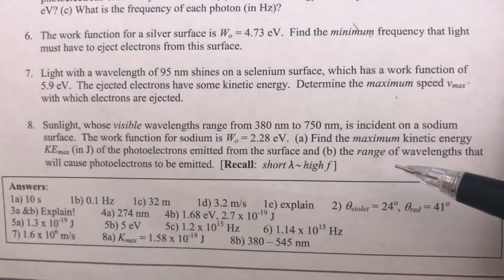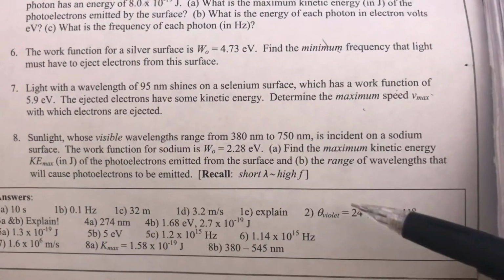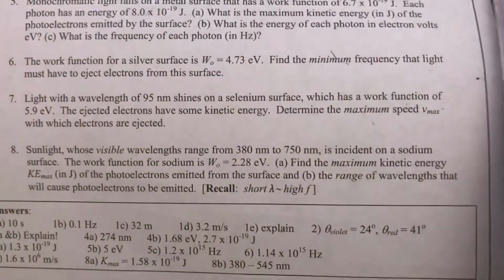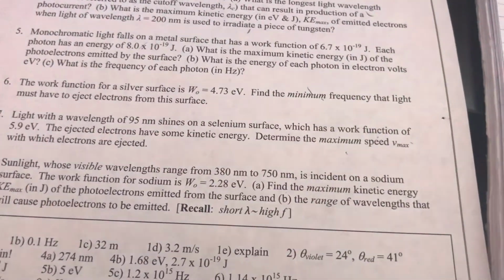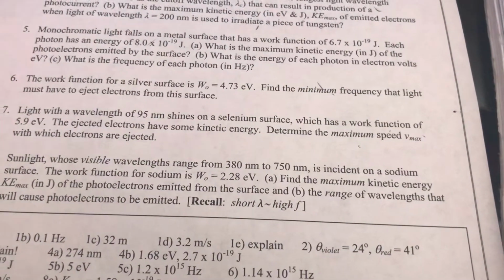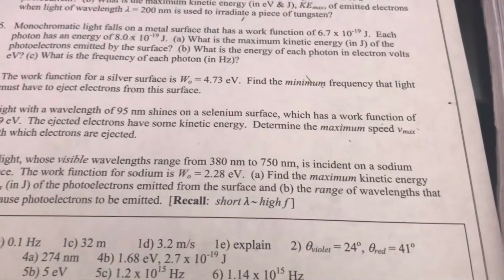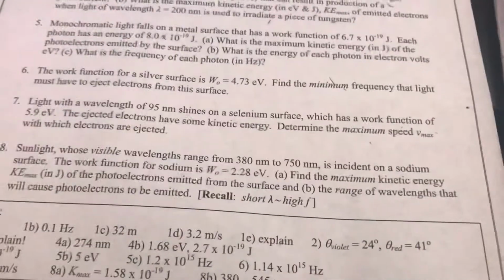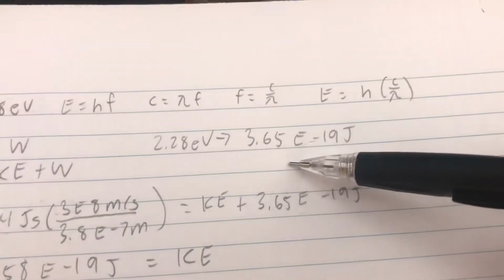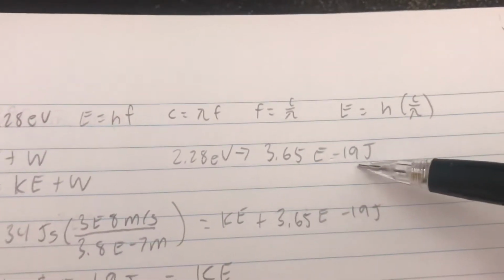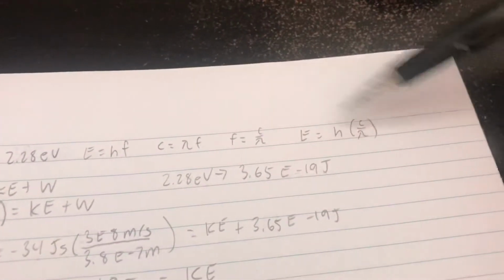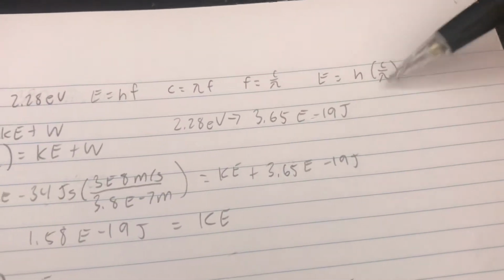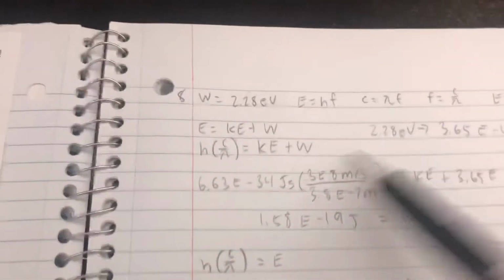Problem 8 is asking for A, the maximum kinetic energy, and B, the range of wavelengths. So for 8, given is the wavelengths range from 380 nanometers to 750 nanometers, and the work function is 2.28 eV. You convert eV to 3.65 e negative 19 joules, and again use these functions to get E equals h times c over wavelength.